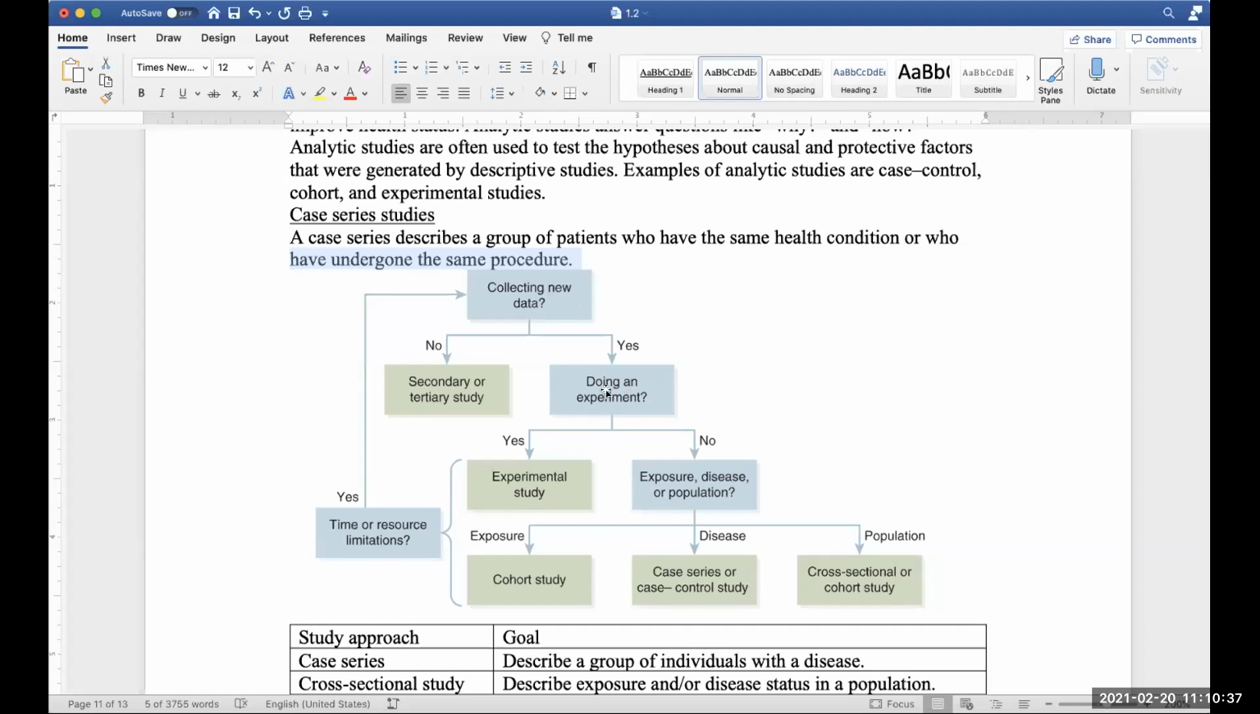Yes, you're collecting new data. So are you doing an experiment? Let's say no. Then are you looking at exposure, the disease, or the population? If you're looking at the exposure, you do a cohort study. If you're looking at the disease, you do a case series or a case control study. If you're looking at the population, you do a cross-sectional or cohort study. If you're doing an experiment, well, you do an experiment.